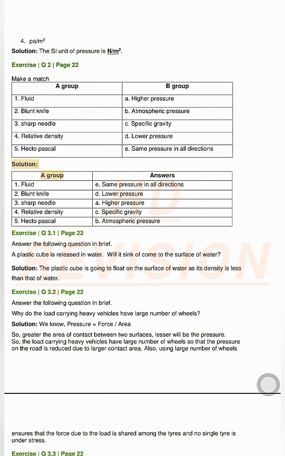Solution. A group, answers. 1. Fluid, E. Same pressure in all directions. 2. Blunt knife, D. Lower pressure. 3. Sharp needle, A. Higher pressure. 4. Relative density, C. Specific gravity. 5. Hectopascal, B. Atmospheric pressure.